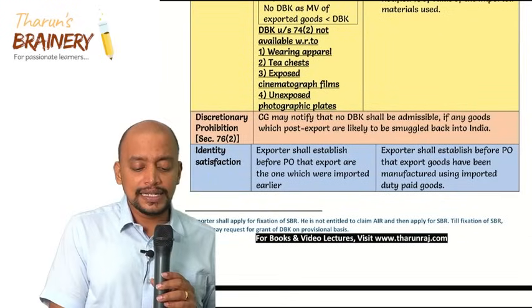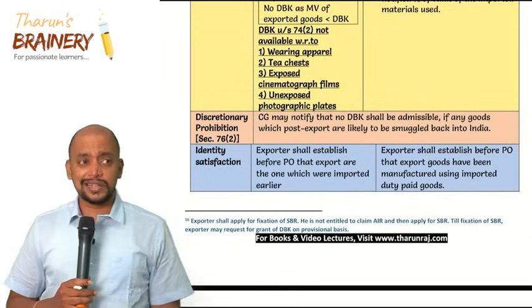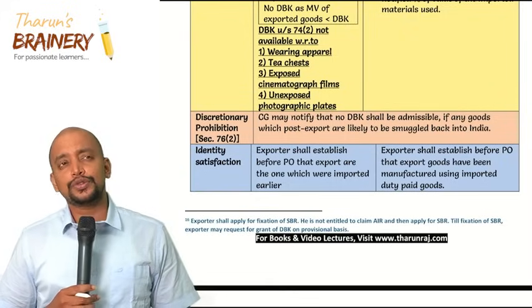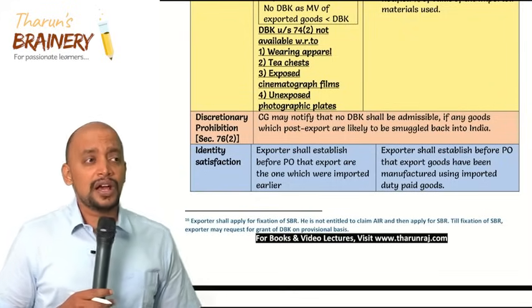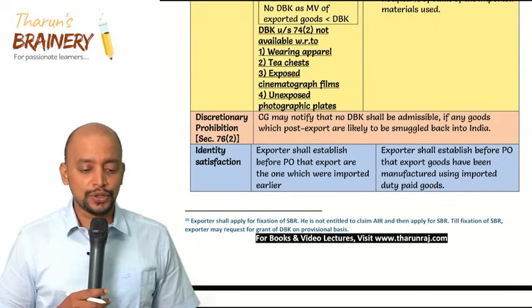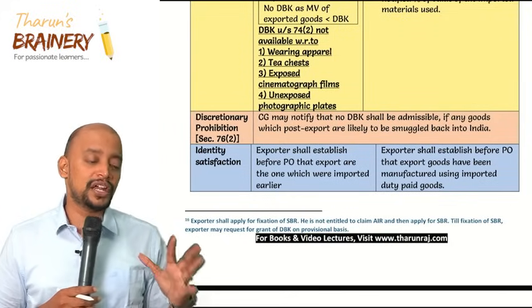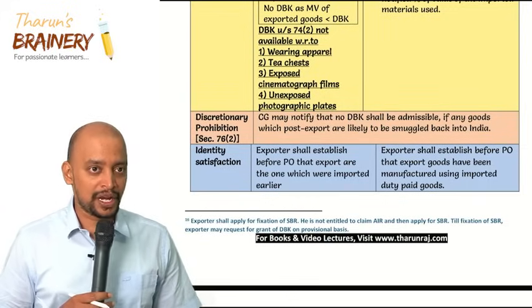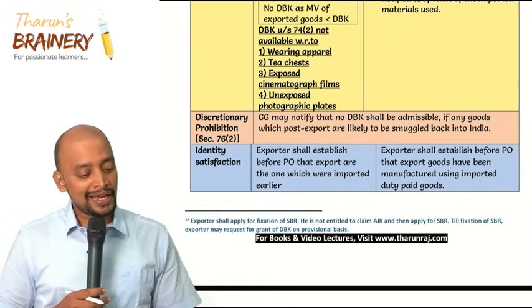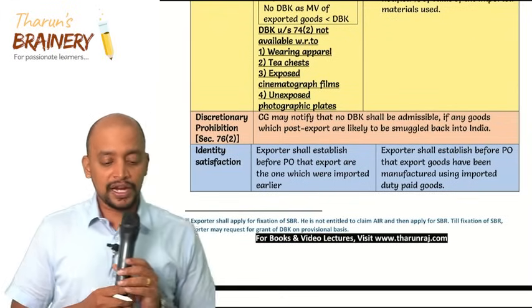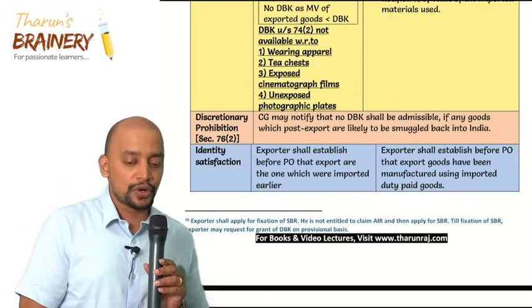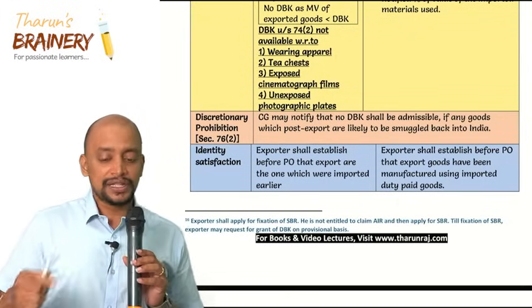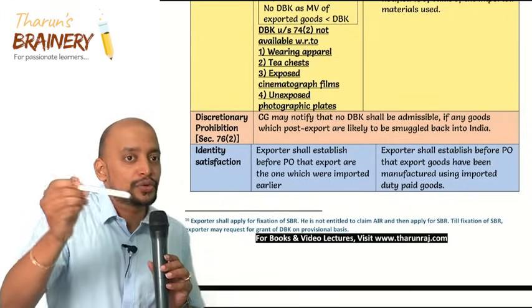Then see this discretionary prohibition. What is this discretionary prohibition? Say you are importing goods from Germany and the value of those goods is 100 crores. On that 100 crores, the customs duty payable by you will be 30 crores. Now, you really don't want to pay that much as customs duty. What you can do is import from Germany, pay 30 crores as customs duty, and send these goods as export to Pakistan, or to neighboring countries. So then it will come into India through the land route.